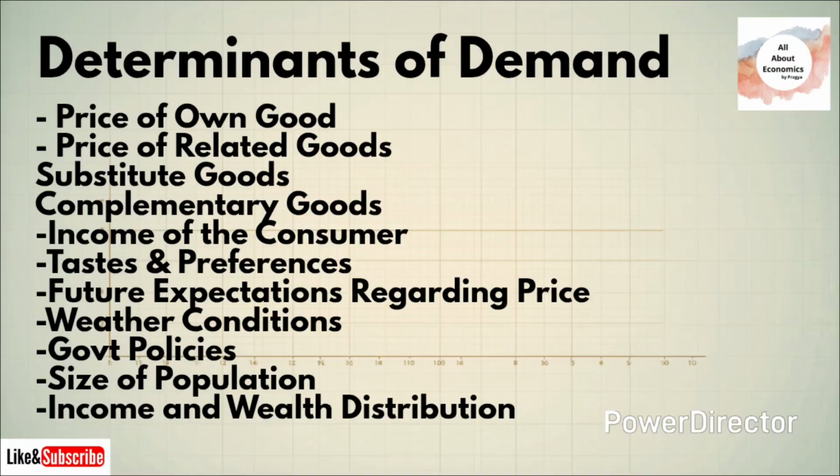Next one is size of population. If there is more population, there is more demand in the market. If there is less population, there is less demand in the market. And the last one is income and wealth distribution. If income is comparatively equal in the economy, then the demand for basic goods is more. And if the income gap is large, then there are sections like richer people, poor people, middle class people, and there are so many goods that are demanded in the market, and the demand varies according to the percentage of people in different categories. So these are all the determinants of demand.